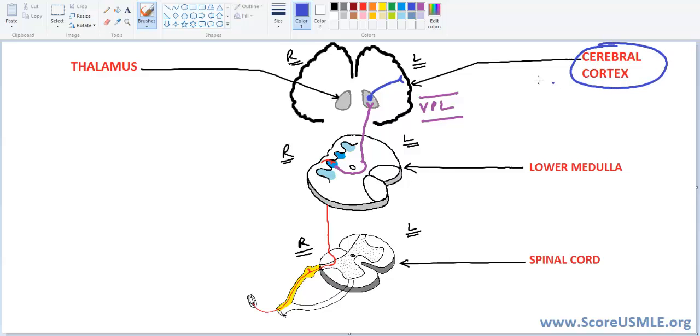Now the point to be noted is that the crossing over in the discriminative touch, vibration and proprioception pathway happened at the level of lower medulla and not at the level of spinal cord, just like it happened in the pain and temperature or the light touch and pressure pathway. So this is how the discriminative touch, vibration and proprioception is relayed to the cerebral cortex.